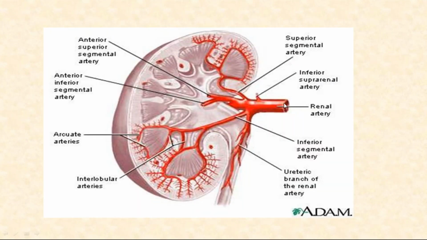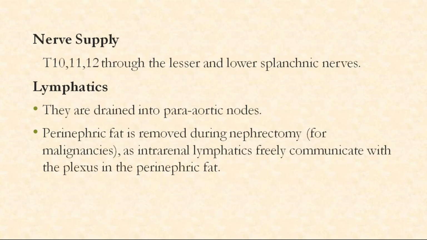So yes, this is the renal artery, which divides into anterior and posterior segmental arteries. This is the anterior artery, this is the posterior artery. The posterior artery will supply the posterior segment, whereas the anterior segmental artery will supply the apical, upper, middle and lower. These things you people need not know much. The arcuate artery, interlobar artery, lobular artery, these things are not needed much for you. Then coming to nerve supply, it is supplied by T10 to T12, lesser and lower splanchnic nerves.